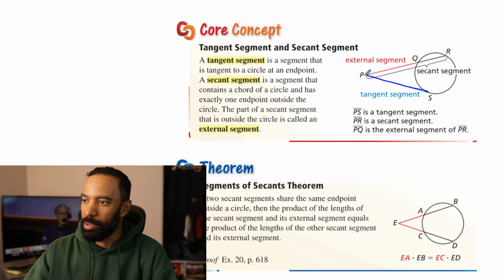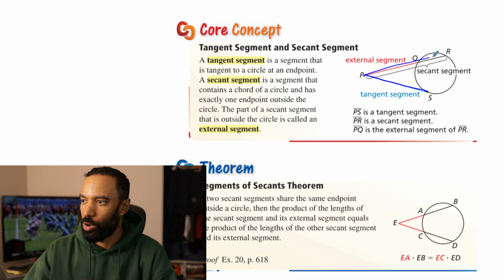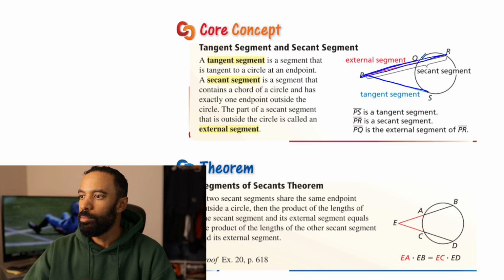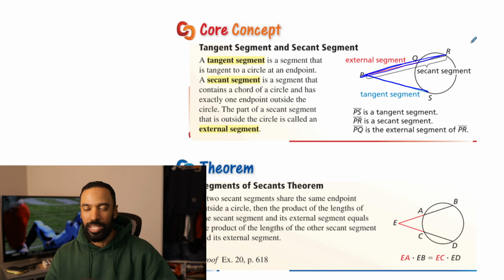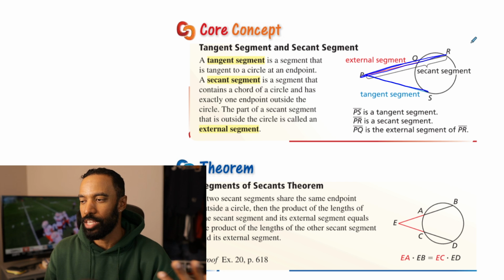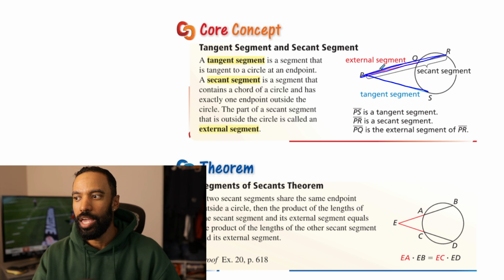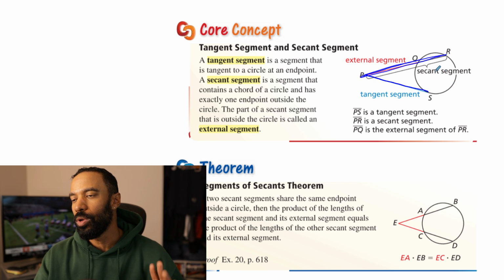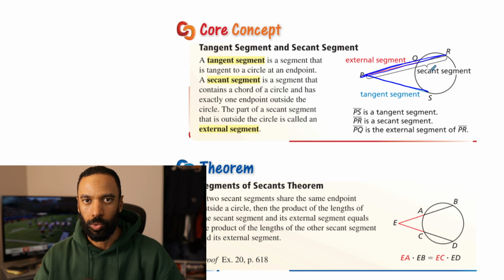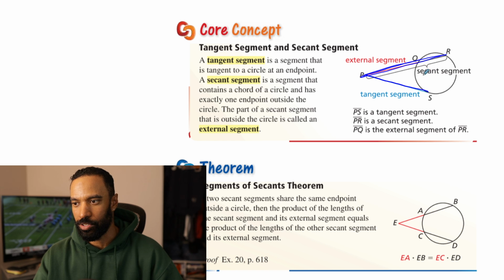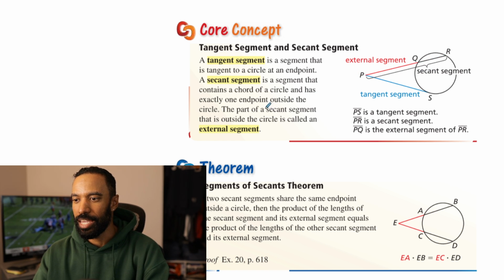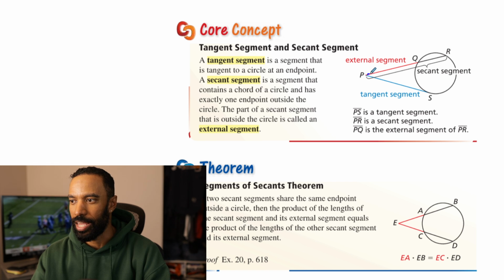A secant segment is a segment that contains a chord of a circle right here and has exactly one endpoint outside the circle. Remember, a secant line needs to touch the circle twice, whereas a tangent touches the circle once. This only touches it once. But we want to talk about segments now because we're going to use actual lengths of them. So secant segment versus tangent. And the part of a secant segment that is outside the circle is called an external segment.